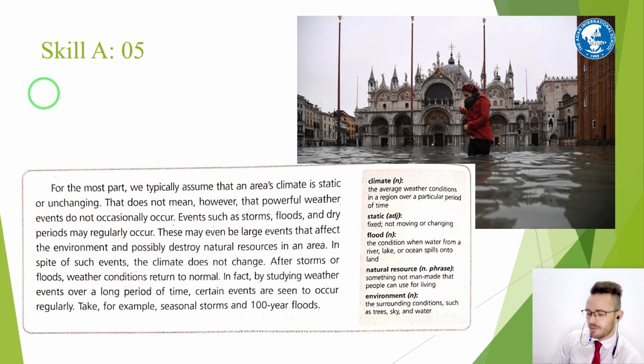Okay, for the most part, we typically assume that an area's climate is static or unchanging. That does not mean, however, that powerful weather events do not occasionally occur. Events such as storms, floods, and dry periods may regularly occur. These may be large events that affect the environment and possibly destroy natural resources in an area. In spite of such events, the climate does not change. After storms or floods, weather conditions return to normal.